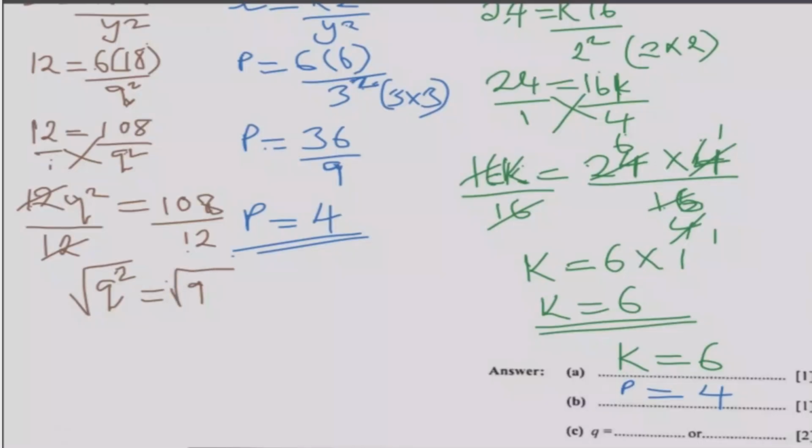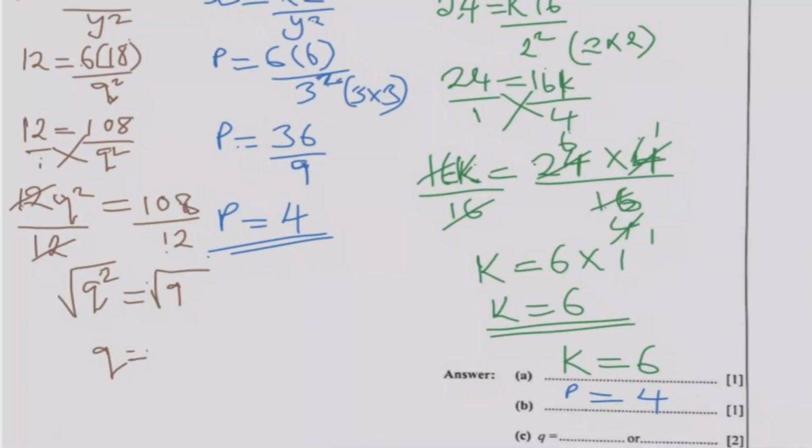So the square root of q squared is q, which is now the square root of q squared is q, which is equal to the square root of 9, which is 3. So therefore the value of q will be 3.